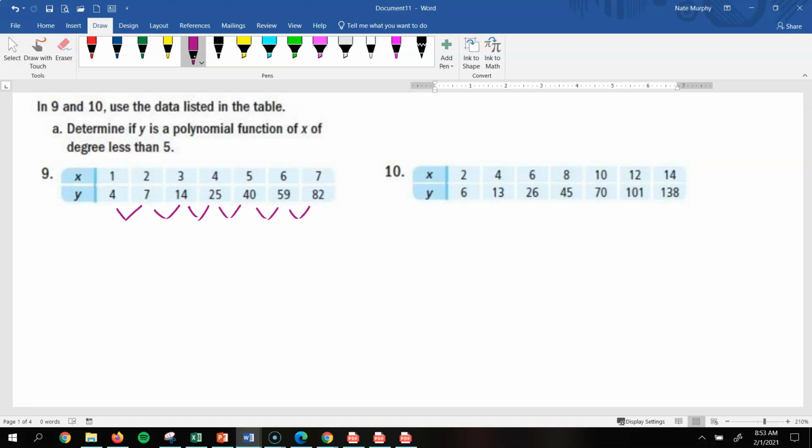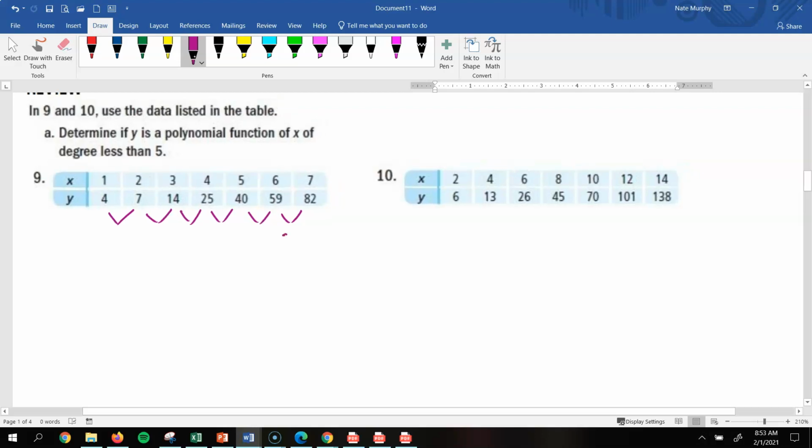Then we know it's a first degree polynomial. If I take 82 minus 59, I get 23 is my answer. And if I take 59 minus 40, well, that's going to be 19. And 40 minus 25, well, that would be 15. 25 minus 14 would be 11. 14 minus 7 would be 7. And 7 minus 4 would be 3. So I could see here, since they're not the same, that it's not a first degree polynomial.